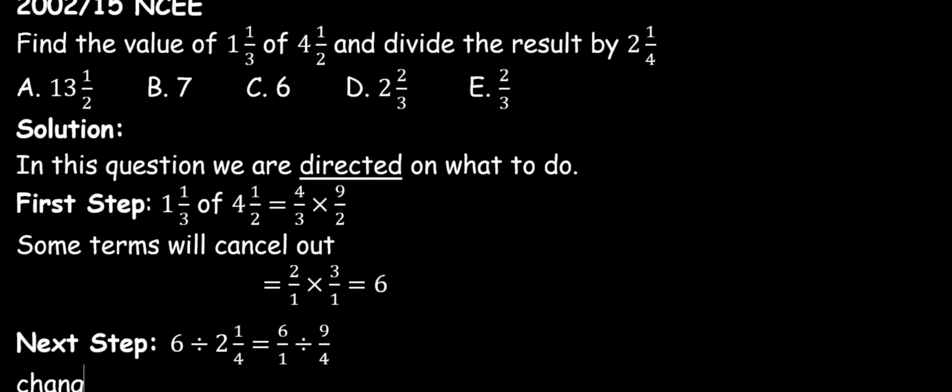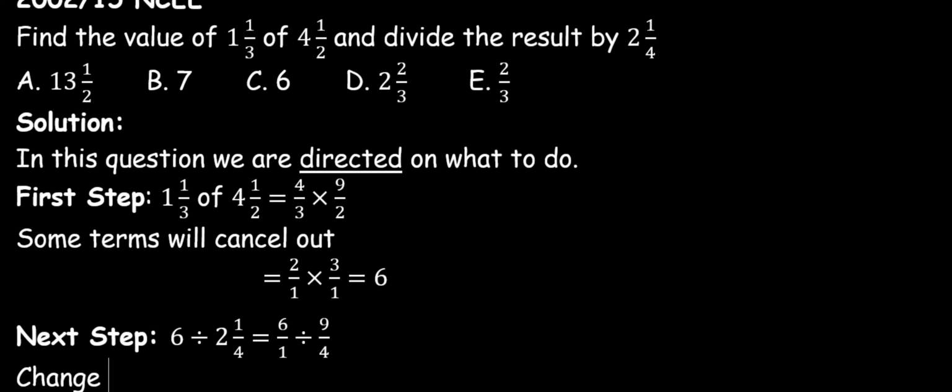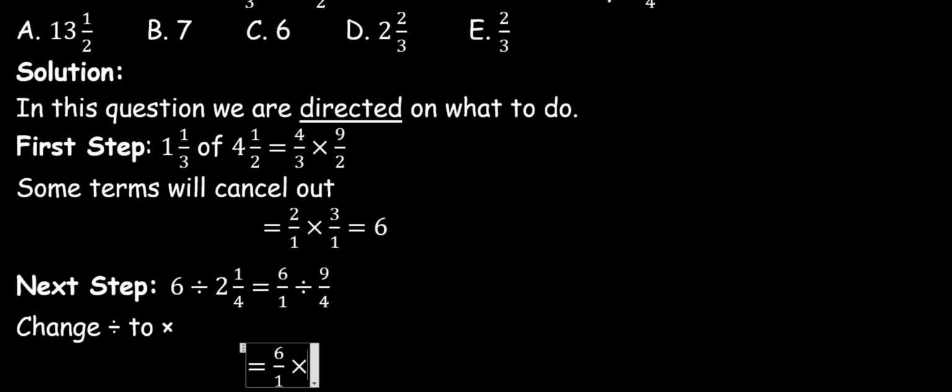Next, we change from division to multiplication, and that will give us 6 over 1 times 4 over 9. That will give us 2 over 1 times 4 over 3, and that is the same as 8 over 3, which is the same as 2 whole number 2 over 3.